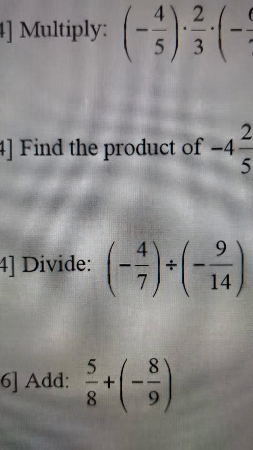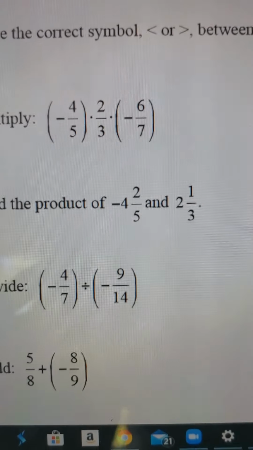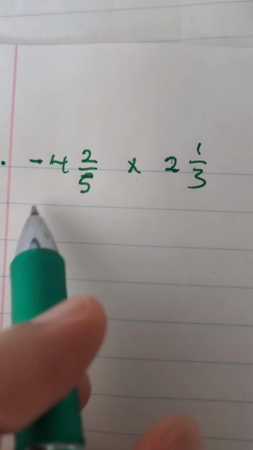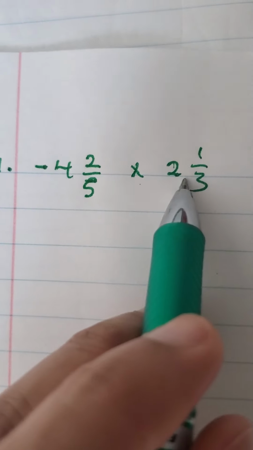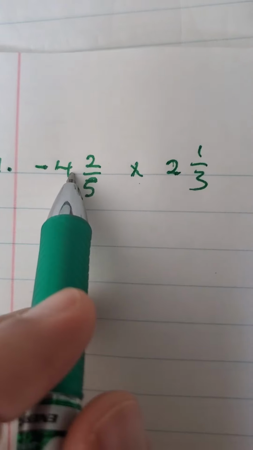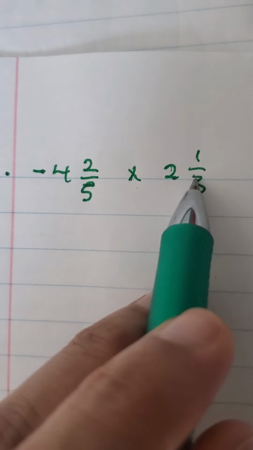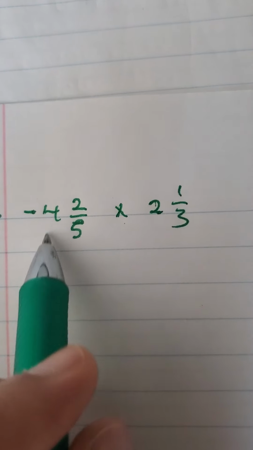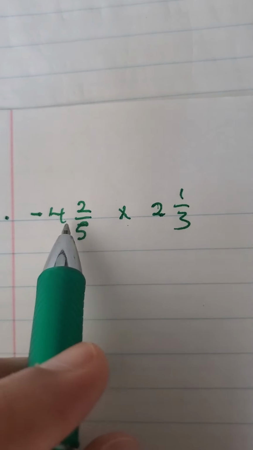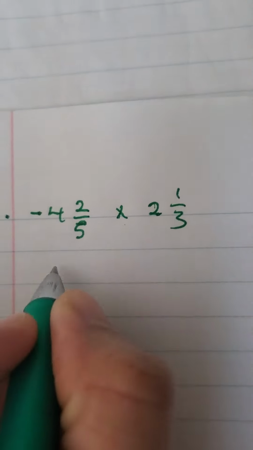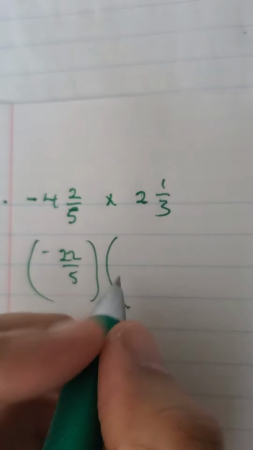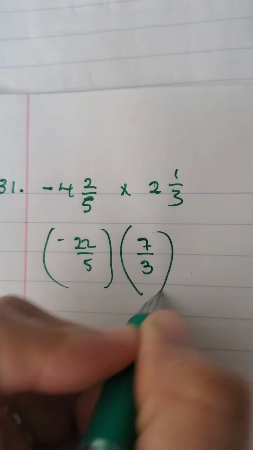And remember, product means to multiply. So it's asking me to multiply 2 mixed numbers, which of course I'm going to convert into improper fractions first. And I can conclude first that the sign of my product will be negative because I have a negative factor times a positive. Remember, when we're multiplying unlike signs, we yield a negative. So let's first start by converting into improper fractions. So here we have negative 22 over 5 times 7 over 3.